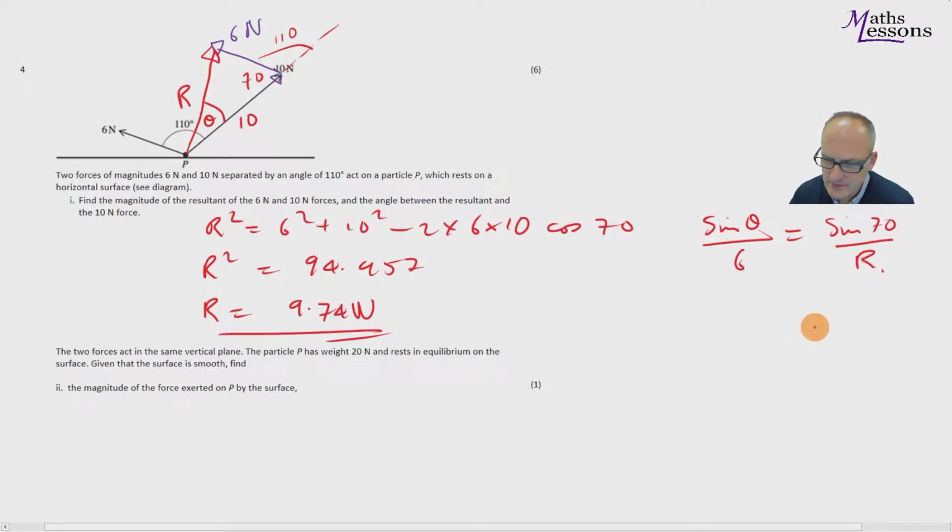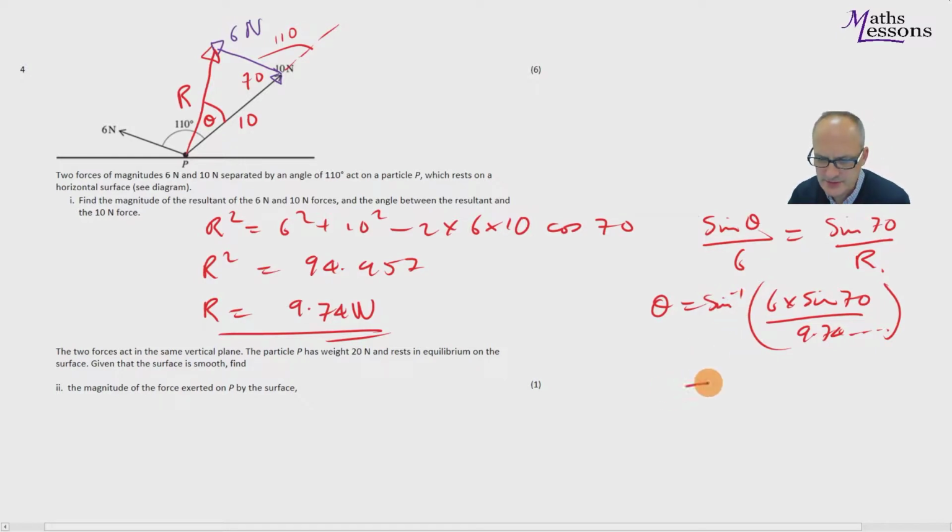So therefore, we know r is 9.74, so theta over here will equal, if we do 6 times sine of 70 over 9.74, remember to use all the values, then take the inverse sine of all of that and work that out. Done a few steps there, I hope you can keep up. When you've done that, you should get 35.35 degrees. So that's that angle here.